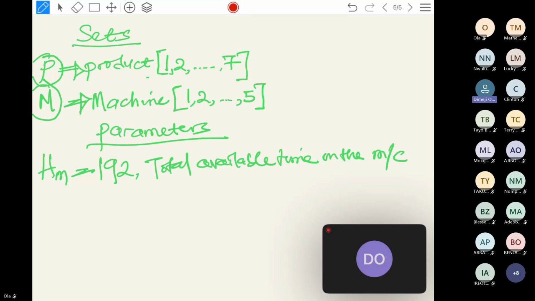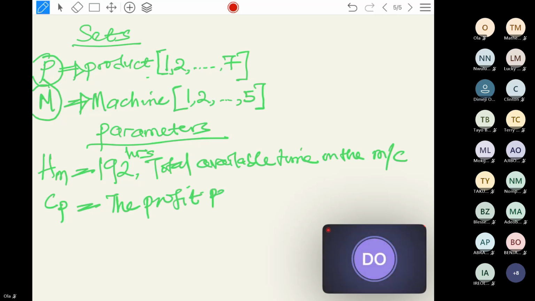Then we also have the unit profits. So we're given 192 hours. We need to put a unit there. The profits per kg, and the unit is dollars per kg.